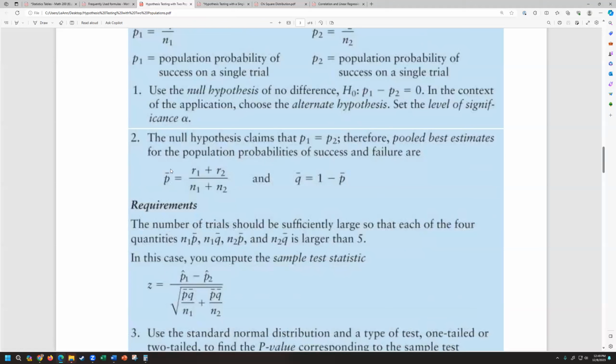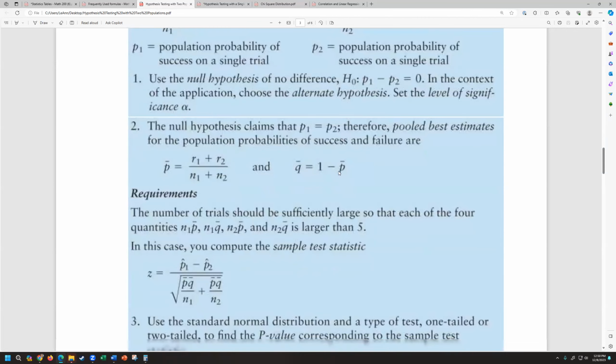And then we have to find this P bar. This P bar is a pooled best estimate for our population probabilities of success and failure. Because we're assuming these are the same, that P bar is our population historical kind of percentage of success. So we add our two R's together and divide by our two sample sizes added together. And then Q bar, just remember, is 1 minus the population probability of success that we got when we pooled our best estimates.